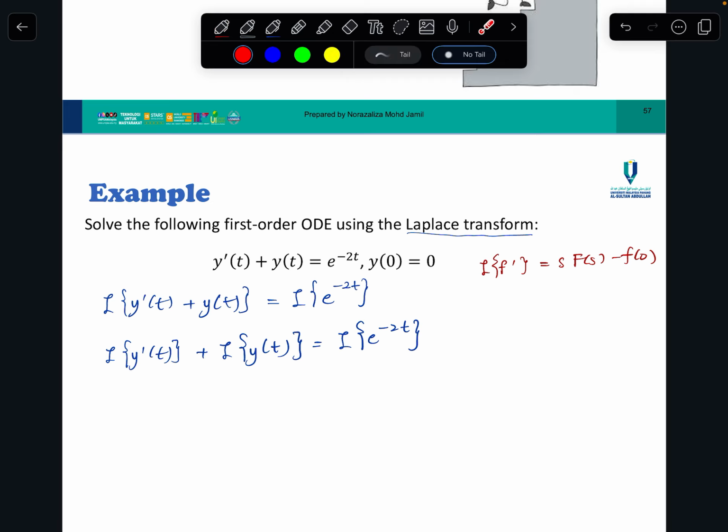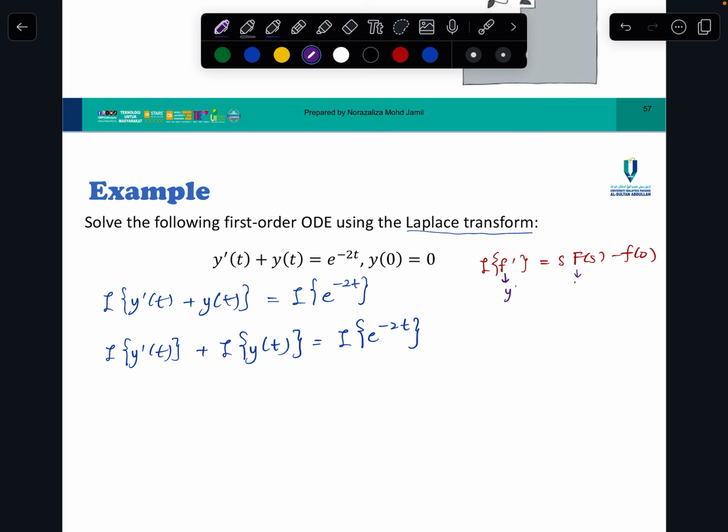Since our equation here involves y, to adapt this formula, we must convert it from f to y. So f becomes y and capital F becomes capital Y. Right? So we will copy the formula. The Laplace of the first derivative is sY(s) minus y(0). So that is the expansion for this single term.